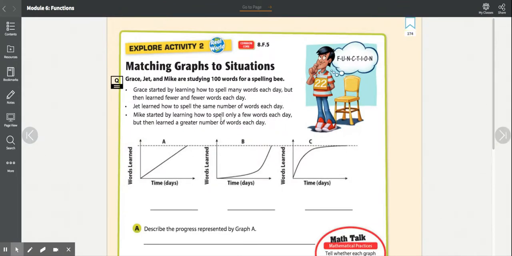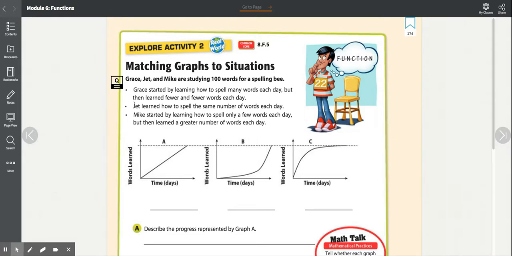We're also going to be matching situations to graphs. And so here's 3 situations and 3 different graphs. It says Grace started by learning how to spell many words each day, but then learned fewer and fewer words each day. Jet learned how to spell the same number of words each day. Mike started by learning how to spell only a few words each day, but then a greater number of words each day.